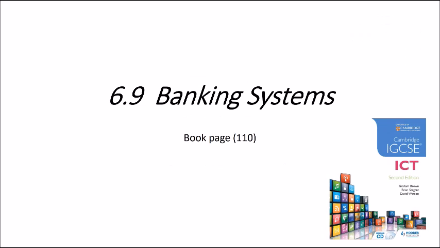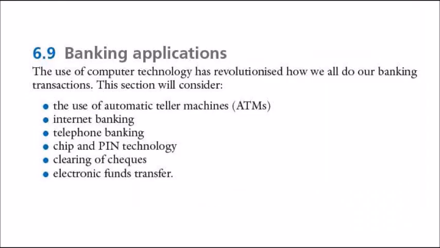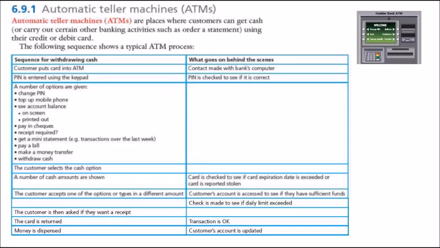Today we will talk about 6.9. It is banking systems in your book at page 110. Banking applications. The use of computer technology has revolutionized how we all do our banking transactions. Rather than doing classical banking and going to the bank, you can use ATM machines, automatic teller machines, internet banking, telephone banking, chip and PIN technology, clearing of checks, and electronic fund transfer, EFT.